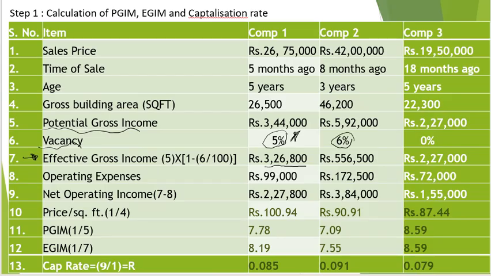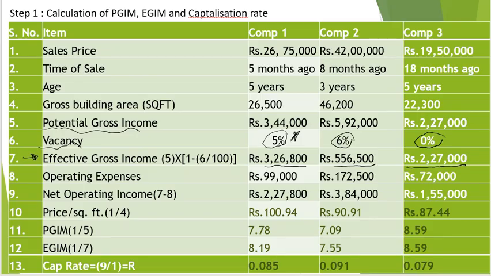Similarly here, 6% is vacancy. It means 94% is your effective gross income, means 94% of 5,92,000, which is 5,56,500. So here vacancy is 0, so no deduction is to be made. So 22,27,000 is the effective gross income for comparable 3.